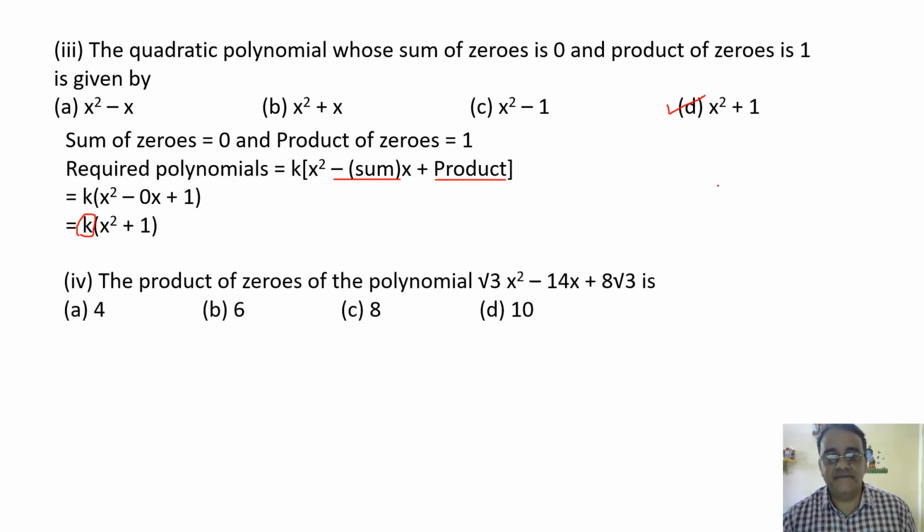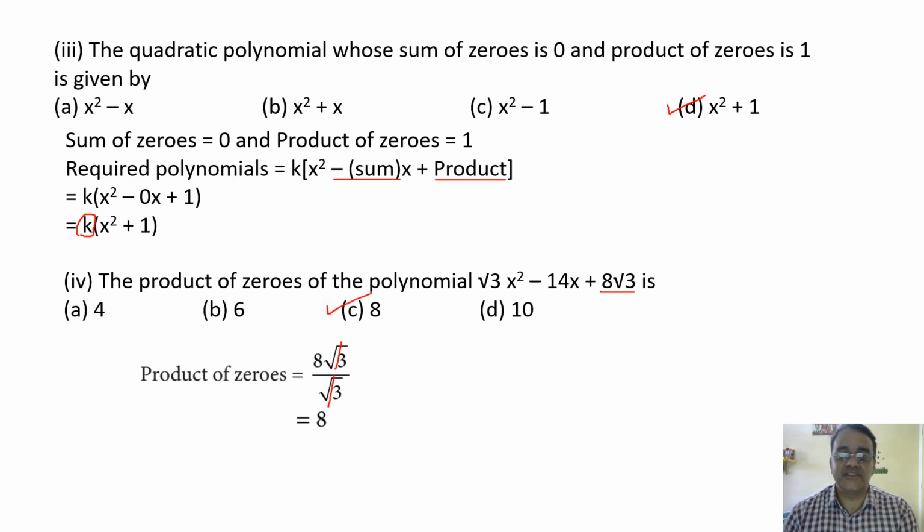The product of zeros of the polynomial √3x² - 14x + 8√3 is dash. So the formula for product of zeros is c by a. What is the value of c here? 8√3. What is a? √3. So 8√3 upon √3. The √3 cancels and we are getting 8. So the correct option is Option C, right. So now we are moving toward question number 5.